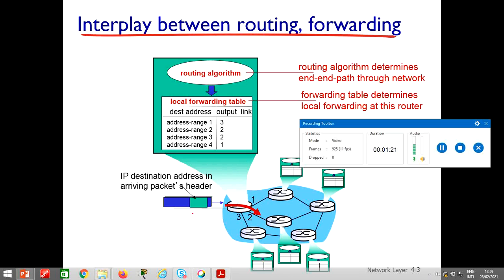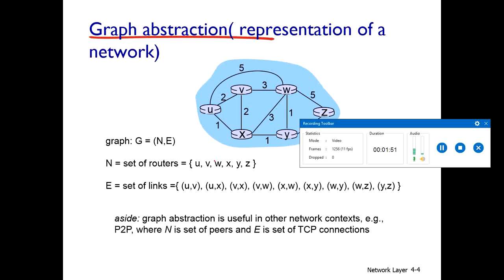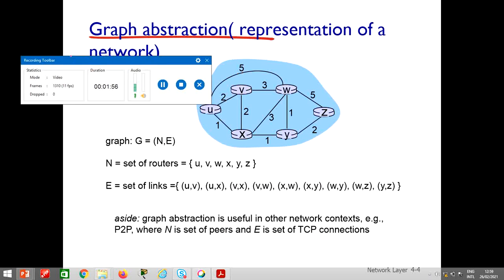So, forwarding means if a packet arrives at a router, then the router will examine the IP address in the packet's header. Then based on that address, it will consult its forwarding table, and then it will direct this packet to the appropriate output link. This is called the forwarding table. And routing means determining the complete path from source to the destination. So in this lecture we are going to talk about routing algorithms.